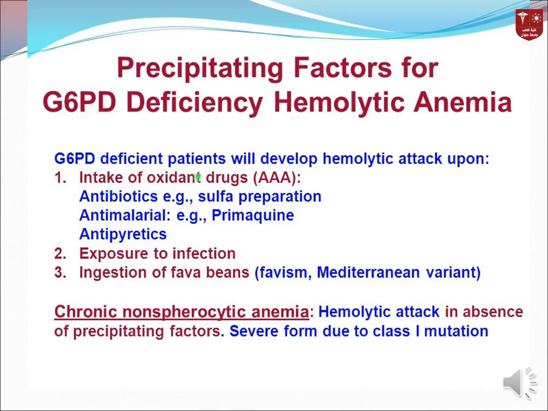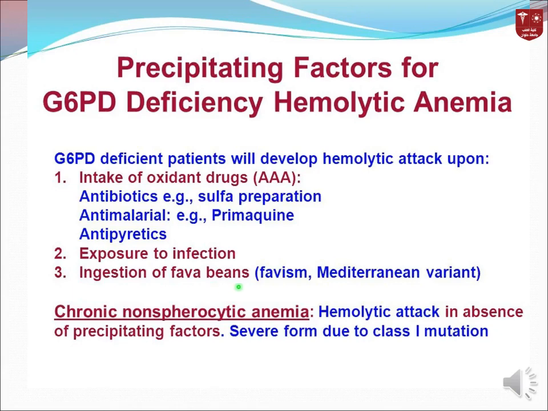Certain drugs, because these drugs act as oxidants, they increase the ROS, like sulfa drugs, anti-malarial drugs, and antipyretics like aspirin, the drugs which lower our body temperature when we have fever. All these produce a hemolytic attack. Exposure to infection, because infection means there will be phagocytosis, there will be production of superoxide free radical, the slide I discussed before, and ingestion of fava beans.